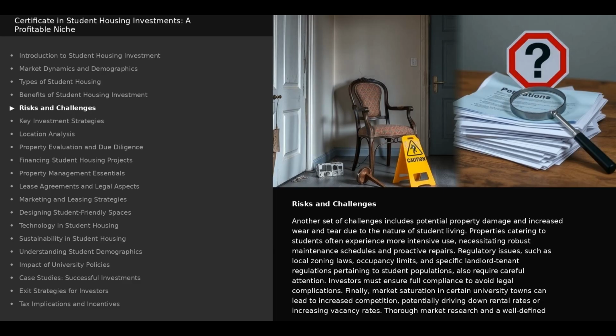Regulatory issues such as local zoning laws, occupancy limits, and specific landlord-tenant regulations pertaining to student populations also require careful attention. Investors must ensure full compliance to avoid legal complications. Finally, market saturation in certain university towns can lead to increased competition, potentially driving down rental rates or increasing vacancy rates. Thorough market research and a well-defined competitive strategy are essential to navigate these risks successfully.